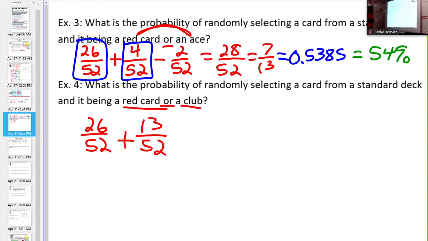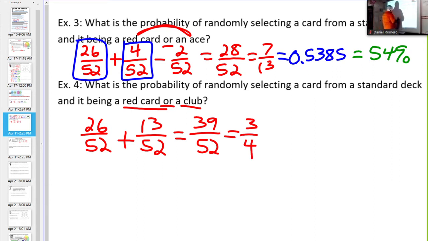Heck no. Nope. Yeah, all clubs have to be black. So we got 39 out of 52. That actually can reduce to 3 out of 4. As a decimal, this is exactly 0.75, and as a percent, 75%.